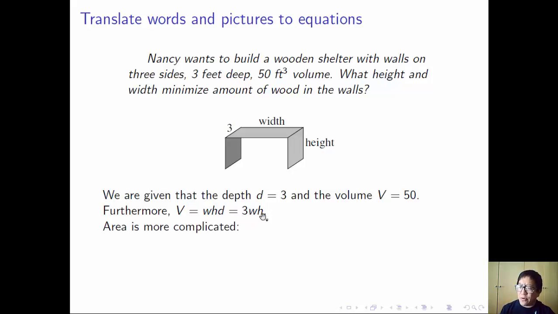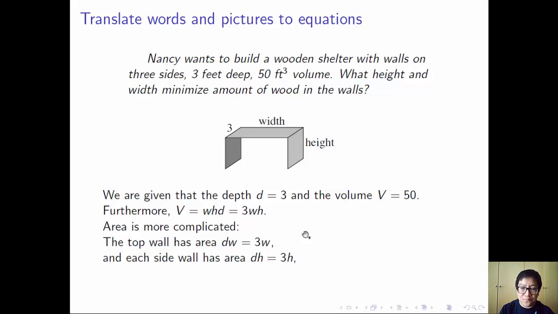The area is a bit more complicated because there are 3 pieces, so let's tackle these one at a time. You do have to know the area of a rectangle is the product of its 2 dimensions. So this top rectangular wall has area which is the depth times the width, which is 3w. And each of these 2 side walls has area, the depth times the height, which is 3h.